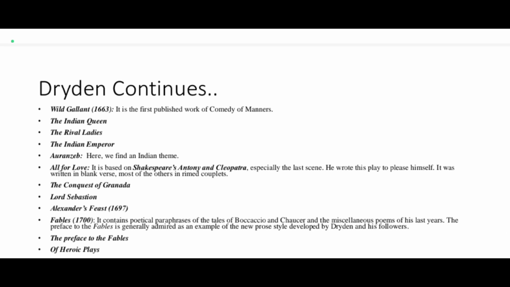Next he has written All for Love. It is based on Shakespeare's Antony and Cleopatra, especially the last scene. He wrote this play to please himself. It was written in blank verse. Most of the others' work is written in rhymed couplets. Next he has written The Conquest of Granada. After that he has written Lord Vashan, and then he has written Alexander's Feast, 1697.